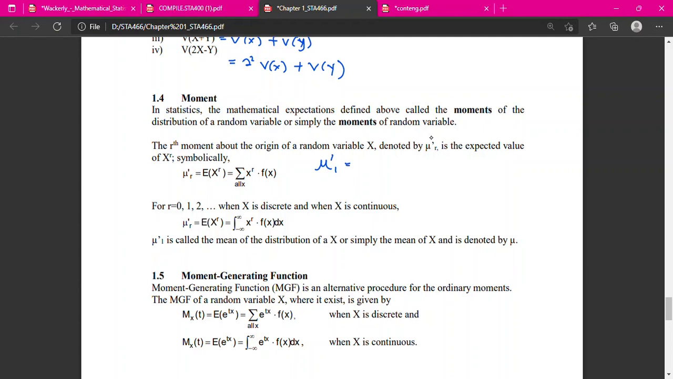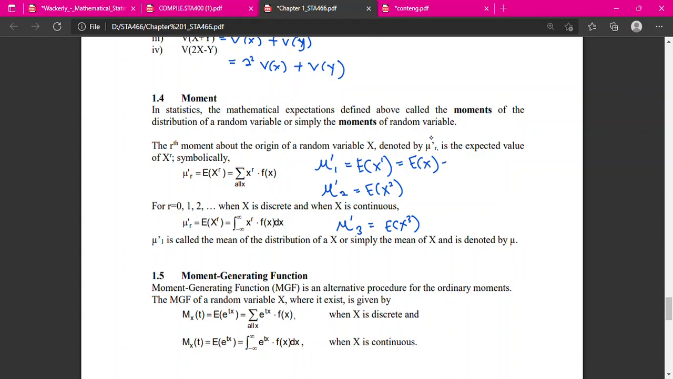So how to find this moment? The first moment about origin actually adalah expected of x power of 1, which is the expected of x. This is the first moment about the origin, which is actually the mean, kan? Kalau kita cari mu prime 2, it is the expected of x power of 2. If we find mu prime 3, the third moment about the origin, it is expected of x power of 3. How to find all of these expected values? You have learned this before, right?